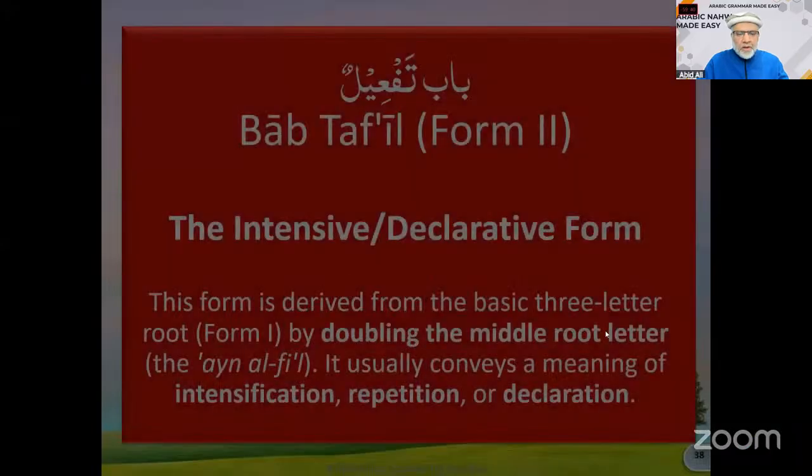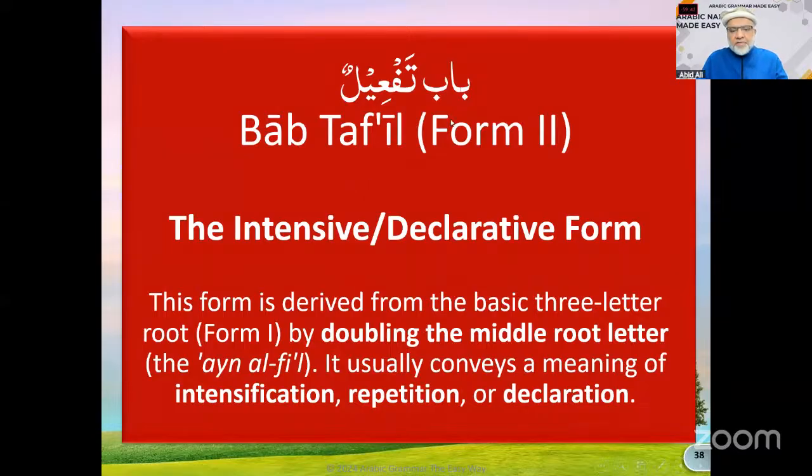So again, Bab Taf'eel is form 2. The main purpose behind it is intensiveness, there is some sort of intensification in the meaning, and it is declarative. This form is derived from the basic 3-letter root, form 1, by doubling the middle root letter. Remember, taf'ala, there is a shadda there. It usually conveys a meaning of intensification, repetition, or declaration.